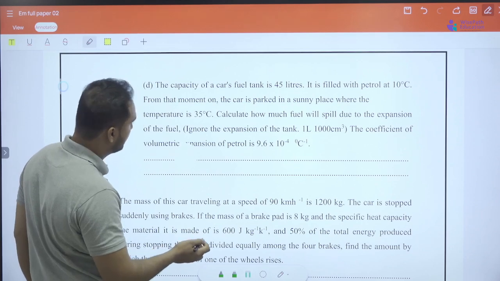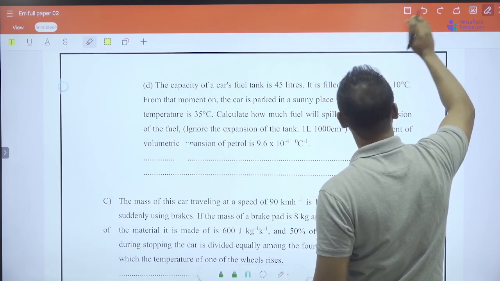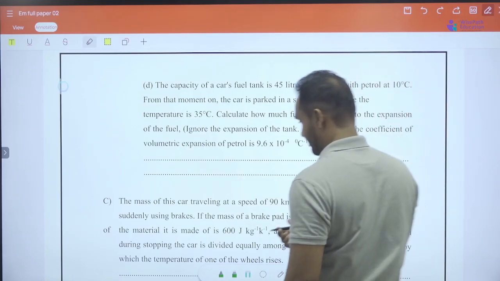What happened? Accidentally erased the whole thing? Did I? I think.